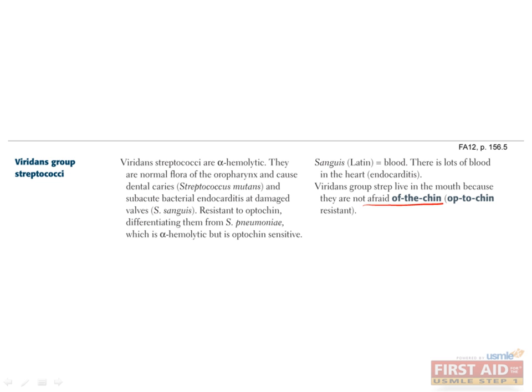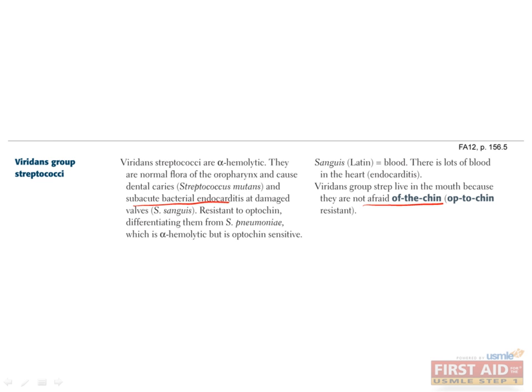A subspecies of viridans strep, Streptococcus mutans, is the bacteria in our mouth responsible for tooth cavities. When you eat a lot of sugar, S. mutans can convert that sucrose into lactic acid, creating an acidic environment in your mouth that makes it vulnerable to decay. Viridans strep can also cause subacute bacterial endocarditis.